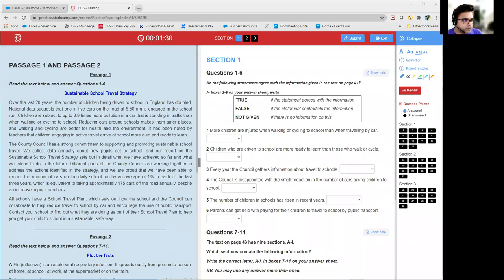Okay, all right, guys. So we're just going to go ahead and talk about how to solve the true, false, not given question types in an IELTS examination. First and foremost, let's talk about what true, false and not given is. I know most of you know it, but I'll just quickly give you my understanding of it.